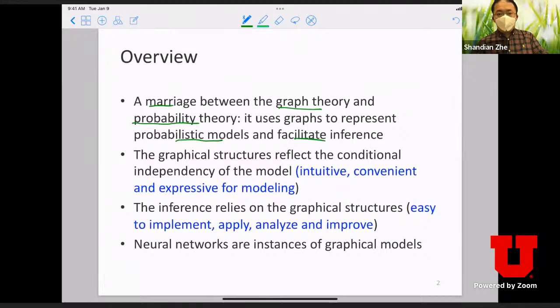But just to give an overview, the graphical structure reflects the conditional independence of the model. Because everything is revealed from the graphical structure, graphical models are usually intuitive, convenient, and expressive for modeling. Also, because the graphical structure reflects some kind of simplification of the joint probability, the inference will rely on the graphical structure to be more efficient and convenient. So it is easy to implement, apply, analyze, and improve. Finally, I want to emphasize neural networks are instances of graphical models.